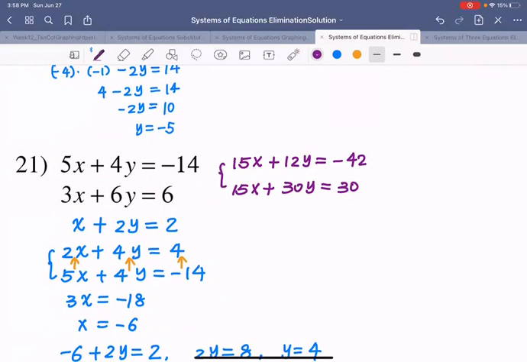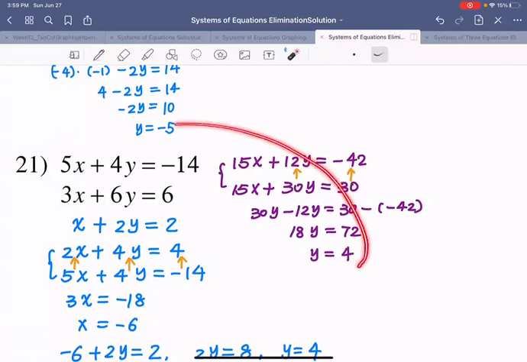Okay. Continue. You cancel, so 30 minus 12 would be 18y. Minus negative 42, okay? So the left is 18y, and the right is 72. Okay. y equals 4, right? Okay. Let's plug in to get the x.